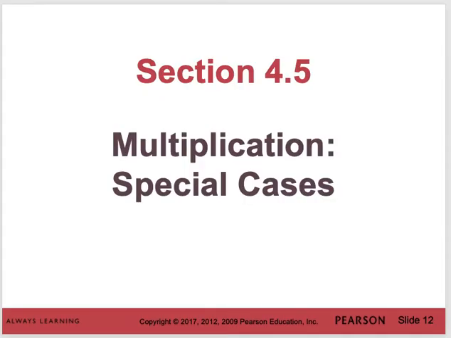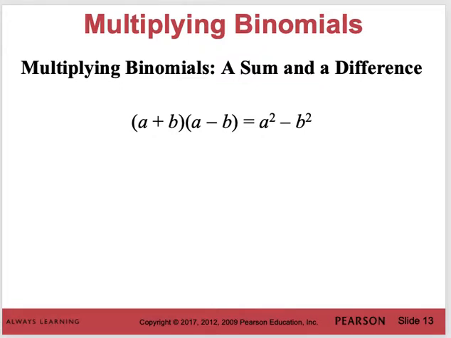Section 4.5 deals with multiplication in special cases. Multiplying binomials, a sum and a difference. So if we have two separate parentheses here, and these are binomials because we have two terms inside each, a plus b is in one and a minus b, the shortcut method is to say this is the same as saying a squared minus b squared. And you don't have to go through the FOIL method, because if you did, you would end up with a simplified version, which would say a squared minus b squared. So if you memorize this, it can make solving many problems easier and faster.